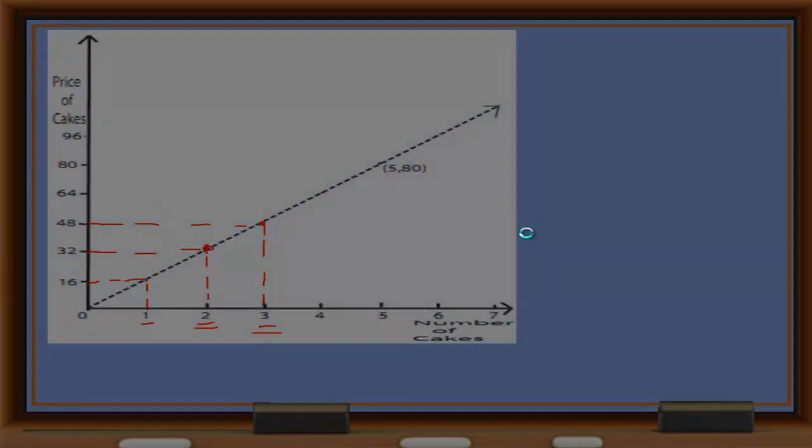Now the graph of the relationship between the number of cakes and the price of the cakes looks like this one. The horizontal axis represents the number of cakes, and the vertical axis represents the price of the cake. For one cake, its price is 16. For 2 cakes, its price is 32. For 3 cakes, its price is 48.